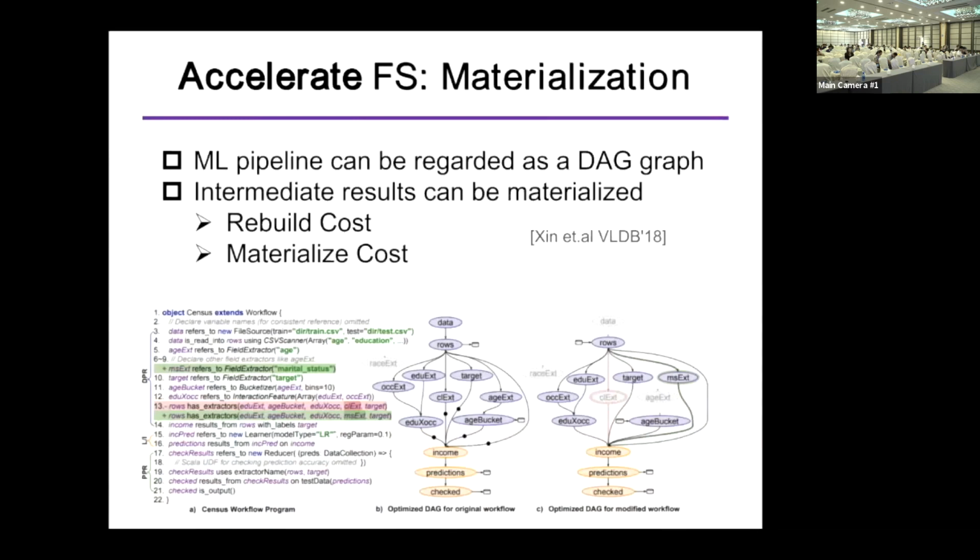So the intermediate results can be materialized. For example, we can materialize each bucket's results, and so in the next iteration we do not have to rebuild this pipeline. So it can also be solved by the materialization idea. It considers the rebuild cost and the materialization cost. This is a trade-off.